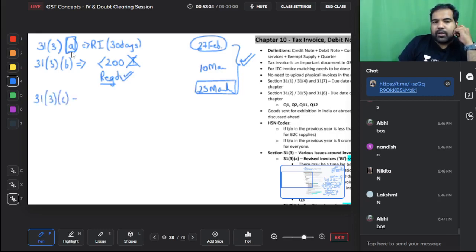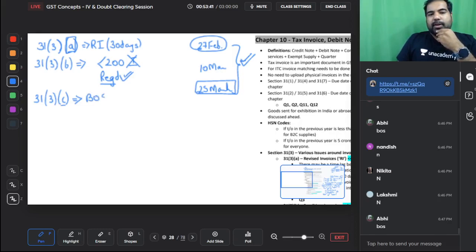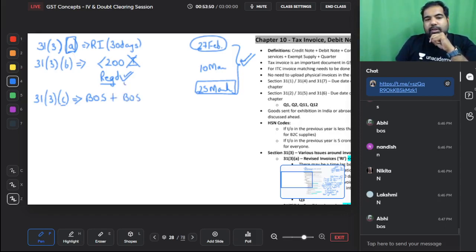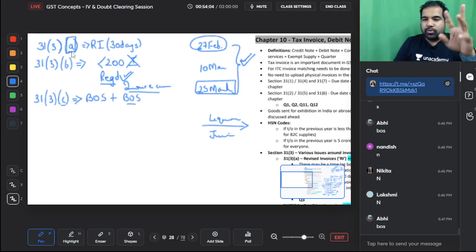31(3)(c). In case of composition scheme, C is composition scheme, you can't charge GST to your customers, so you issue something called a bill of supply. And what if you are making taxable supply and exempt supply both? Then you issue a bill of supply cum invoice, invoice cum bill of supply. Example, if I am selling some liquor also and if I am selling some, let's say, juice also, then I will issue an invoice cum bill of supply. I don't need to issue two different documents. The same document will be called invoice cum bill of supply.